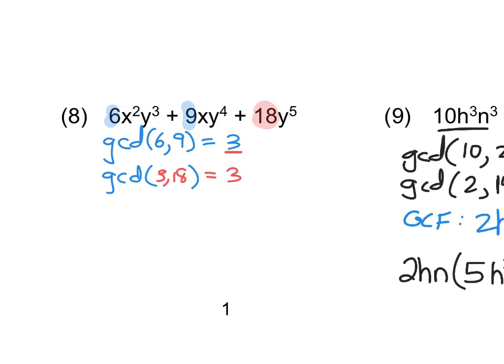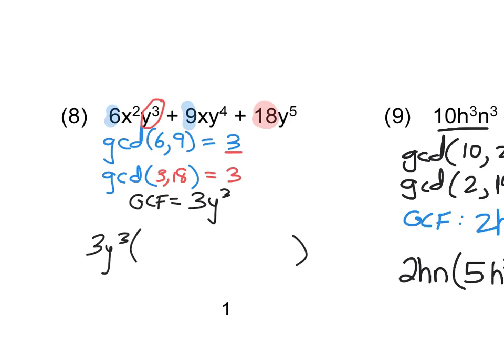Now we're going to look at our variables. Is there an x in every single term? No. Is there a y in every single term? Yes. So what's the most amount of y that I could pull out? 3 of those y's. Right, so we take the y that's raised to the smallest power. That's going to be part of my GCF. So my GCF is going to have the numerical component 3 and the variable component y cubed. So 3y cubed goes in front.